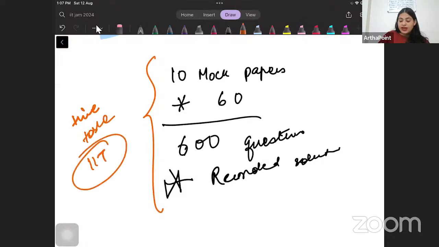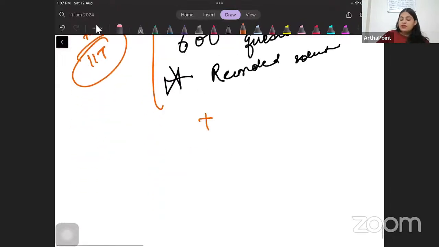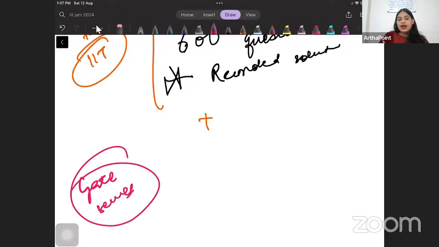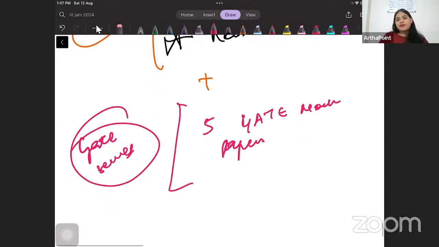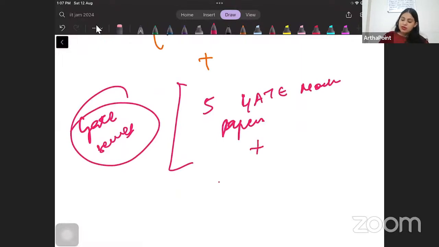This is only for IIT. And then we will start the GATE series. दोनों एक साथ चलती हैं. हफ्ते में एक IIT का पेपर होगा, एक GATE का. There will be 5 GATE mock papers, again starting from November to end of December, again with recorded solutions.